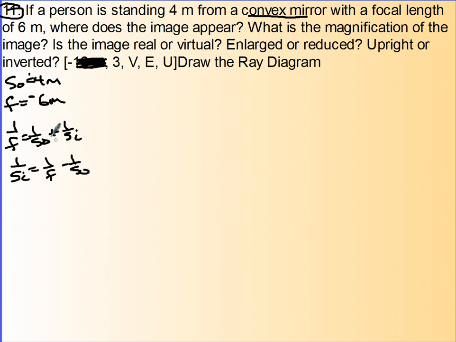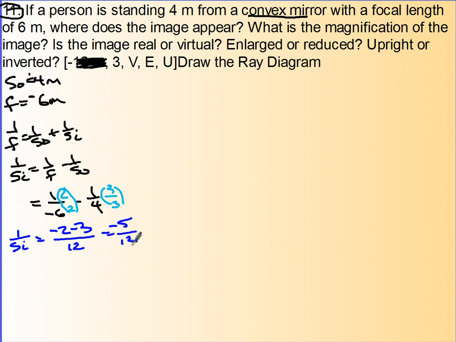Now this one's simple enough. I'm going to put the numbers in. So this is 1 over negative 6 minus 1 over 4. Now let's see. My common denominator between 4 and 6 is 12. So I'm multiplying by 2 over 2 here, and here I'm multiplying by 3 over 3. Now be careful with your algebra here. So this is negative 2 minus 3 divided by 12 is 1 over SI. So this is negative 5 over 12.